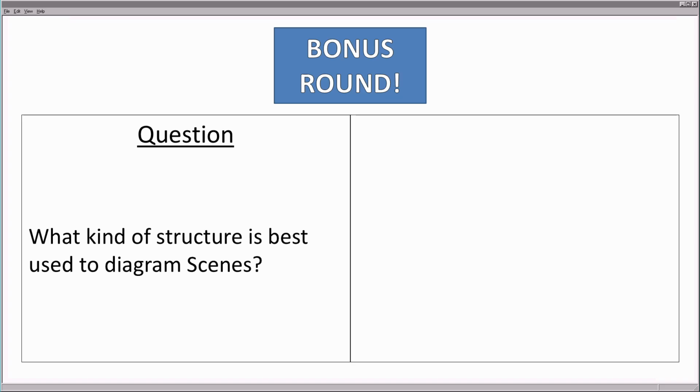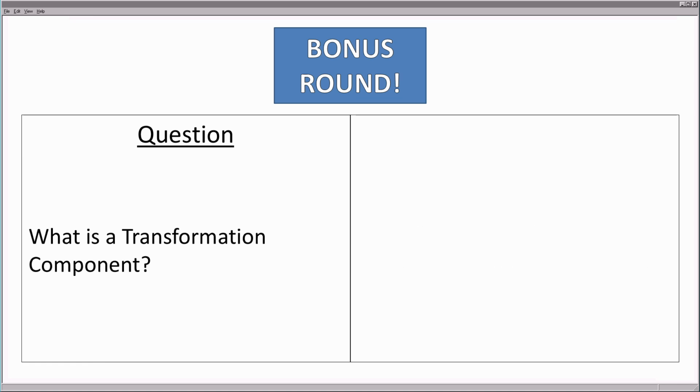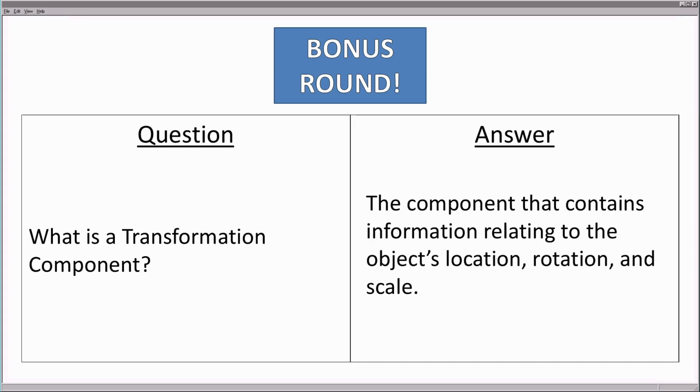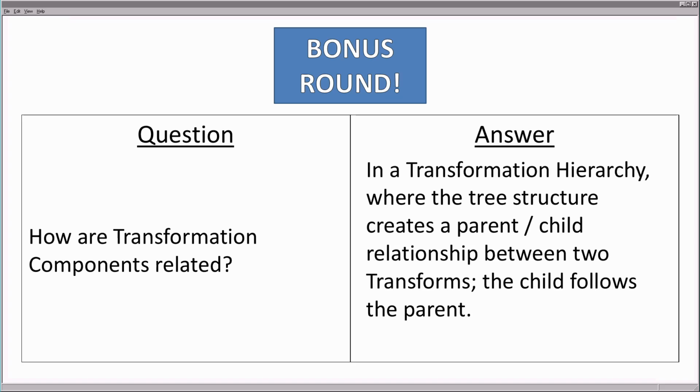What kind of structure is best used to diagram scenes? State machines can be used to outline the flow of the scenes for a game and should be included in the technical design document. What is a transformation component? The component that contains information relating to the object's location, rotation, and scale. How are transformation components related? In a transformation hierarchy, where the tree structure creates a parent-child relationship between the two transforms, the child will follow the parent.